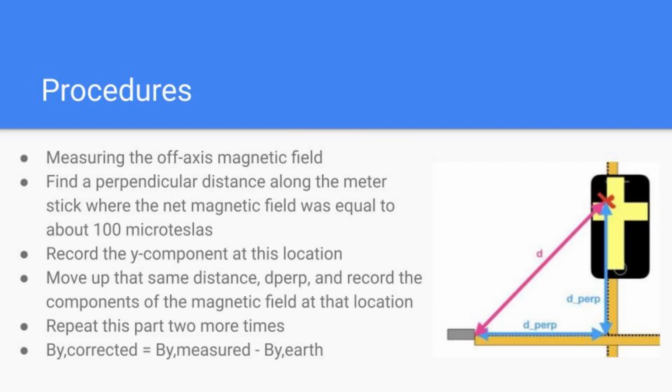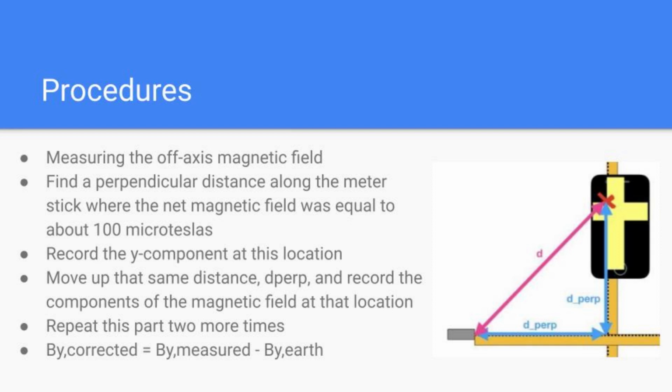For measuring the off-axis magnetic field, I had to find a perpendicular distance where the net magnetic field was equal to about 100 microteslas and record the y component of the magnetic field. Then I moved up that same distance and recorded the components of the magnetic field, where the phone is the distance d from the magnet. This procedure is repeated 2 more times.